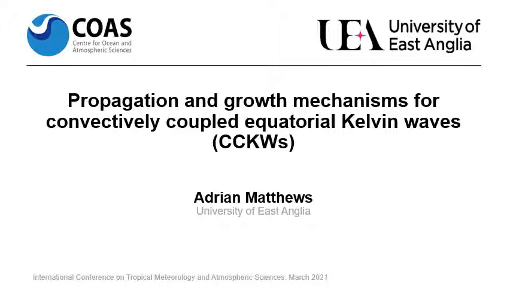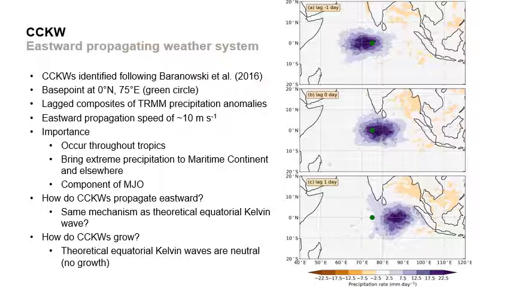My name's Adrian Matthews from the University of East Anglia in the UK, and I'm going to talk on propagation and growth mechanisms for convectively coupled equatorial Kelvin waves, or CCKWs. Many of you are familiar with CCKWs. They're eastward propagating weather systems in the tropics.